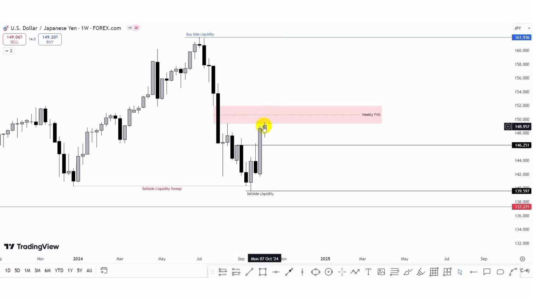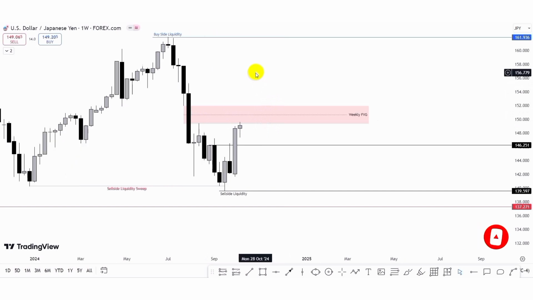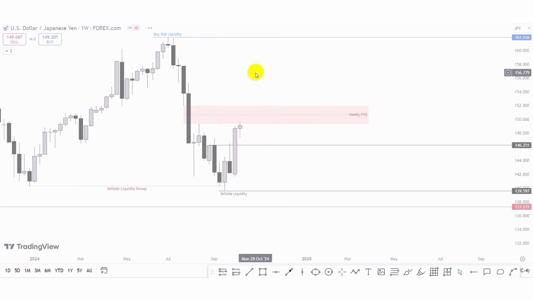But then we can see that price did not push sufficiently to actually close above this buy side liquidity. So I'm still expecting more bullish push of price into this weekly fair value gap in the USDJPY pair. So let's actually check the daily time frame.